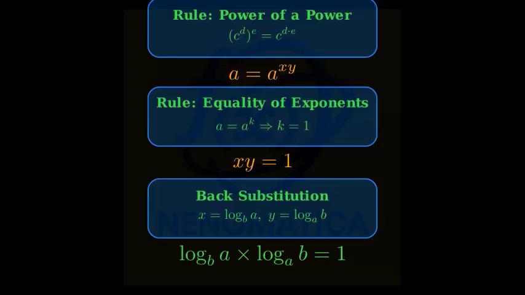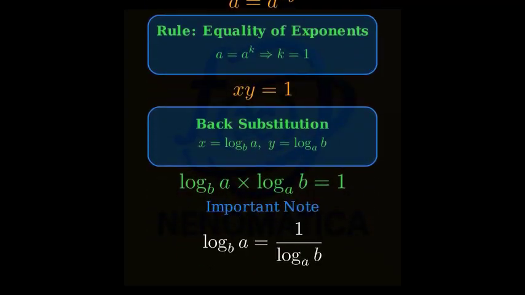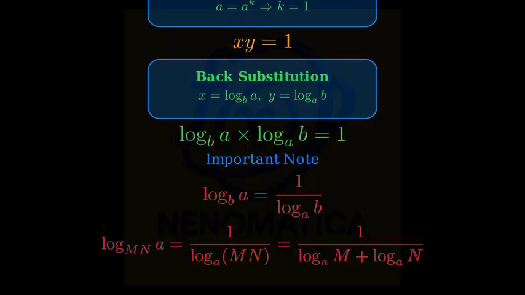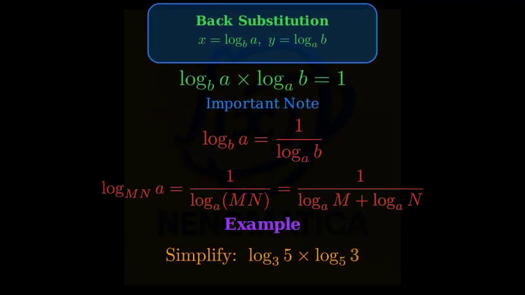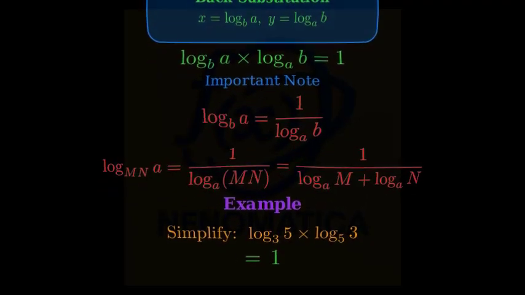Two important notes follow from this identity. First, the reciprocal relationship. Second, using a product inside the base leads to a sum in the denominator. Example, simplify the product log base 3 of 5 times log base 5 of 3. By the theorem, the value is 1.